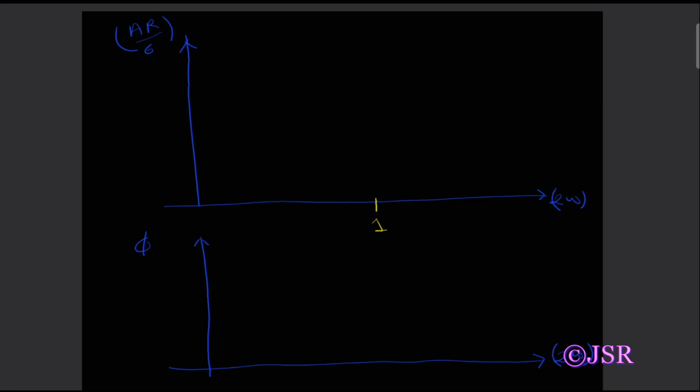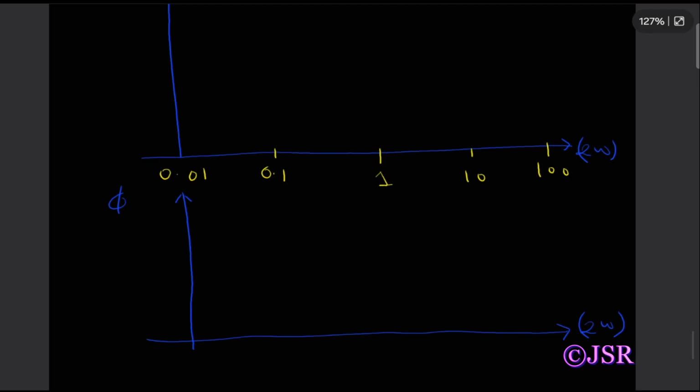So next, let's say this is 0.1 and this is 0.01, and this is 10 and this is 100. Similarly here, let's say this is 0.01, this is 0.1, this is 1, this is 10, and this is 100.